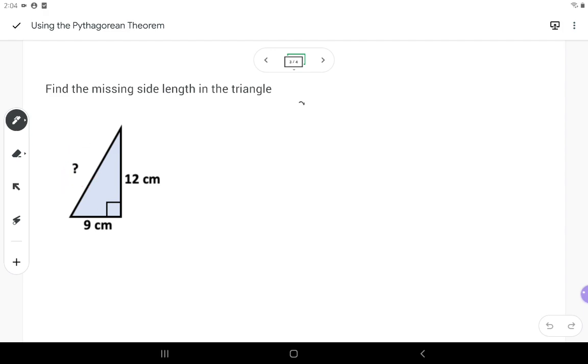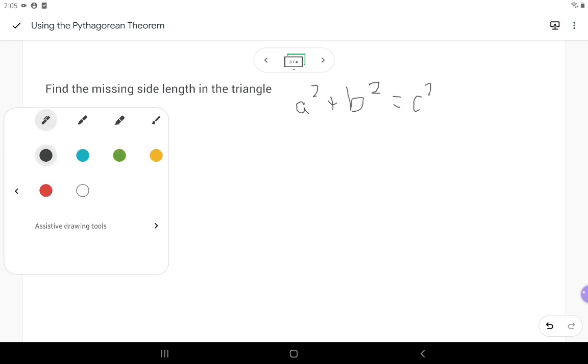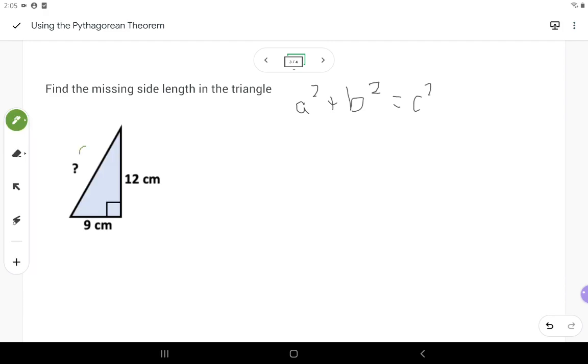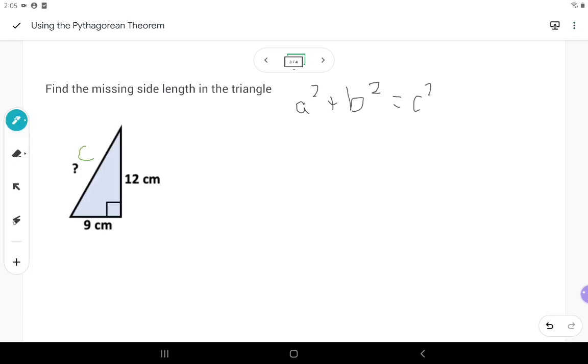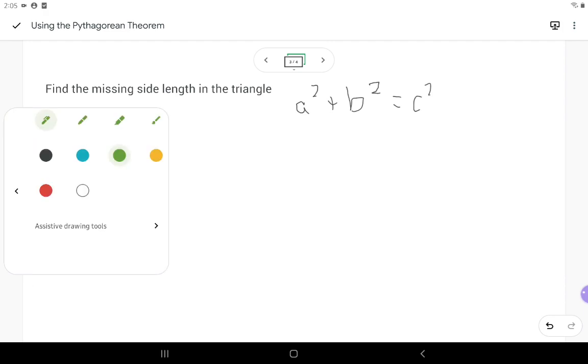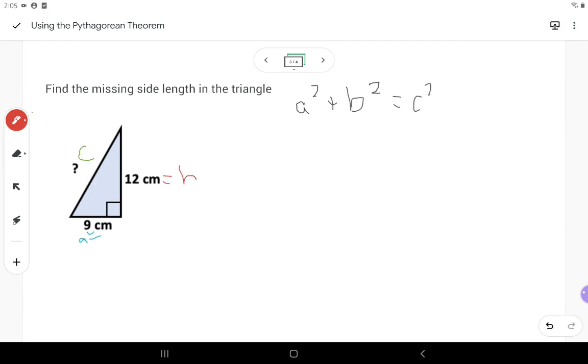Because I have a 90-degree angle in my triangle, I want to start off with a squared plus b squared equals c squared. Okay? Now again, I know the side length I'm missing is my hypotenuse. I know the side length I'm missing is c. I have my two legs of the triangle. I'm going to call my smallest one a. A is 9. And I'm going to call 12 b.